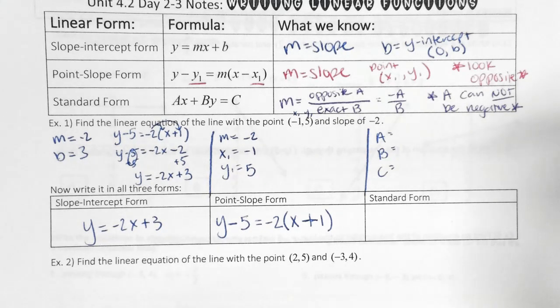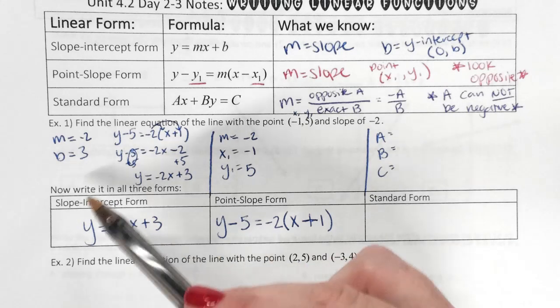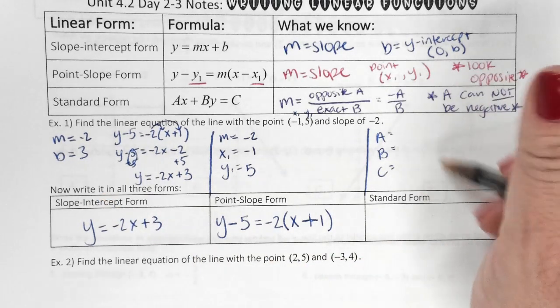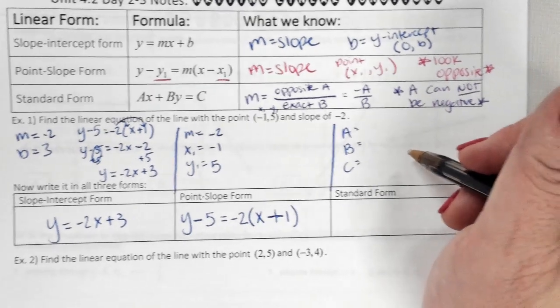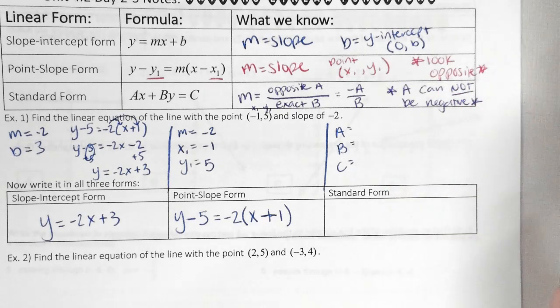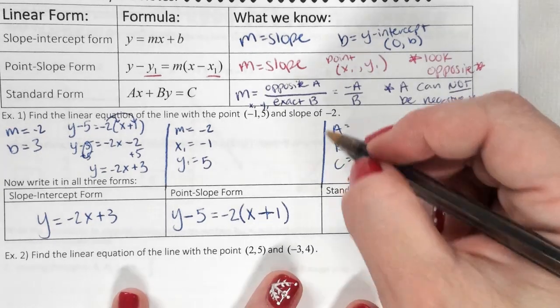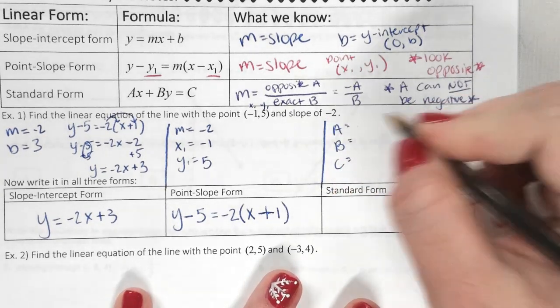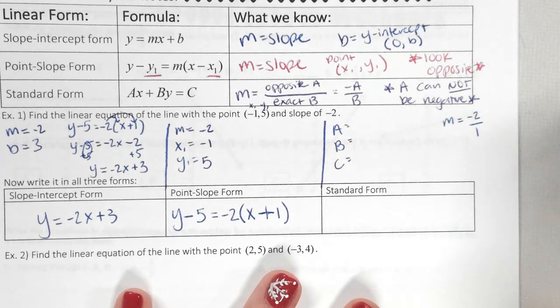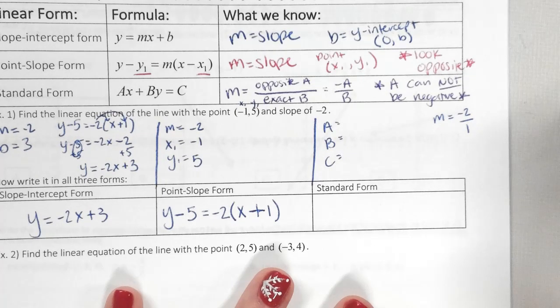Okay? Now if you're given your y-intercept, then life's easy and you can do this form. It's fine. Okay? Now standard form is the one that's a little different. Okay, standard form though, we can use our slope to find a and b. However, it doesn't help us find c. So I'm going to show you how to do that.